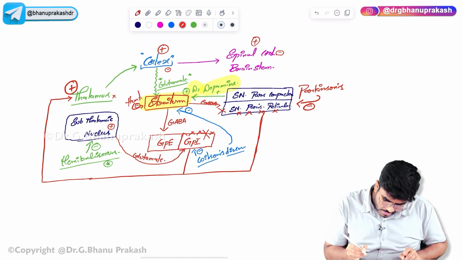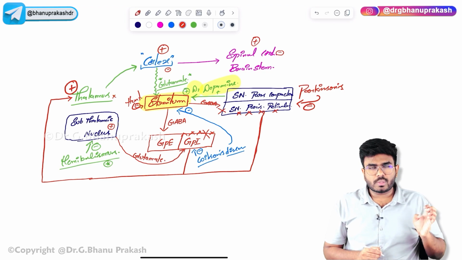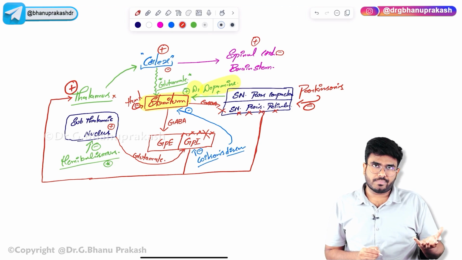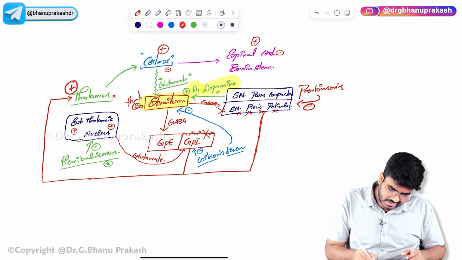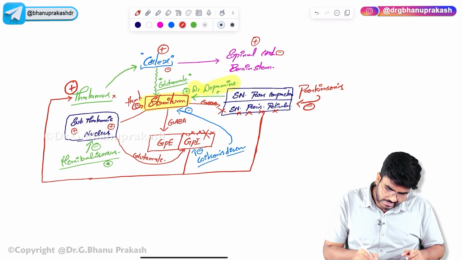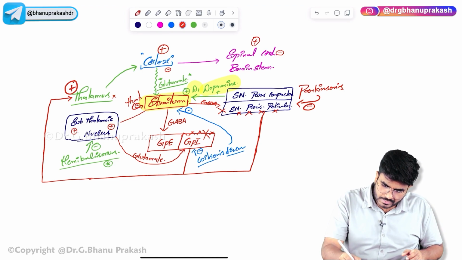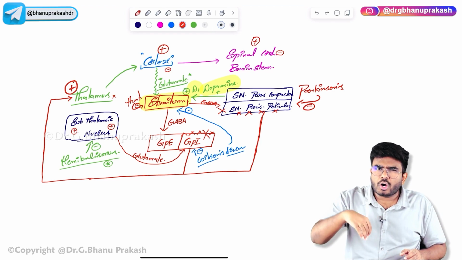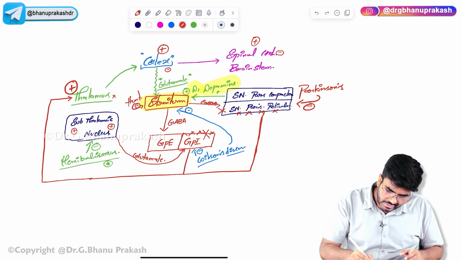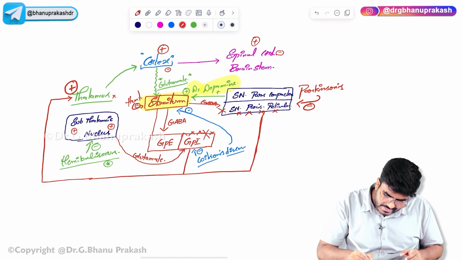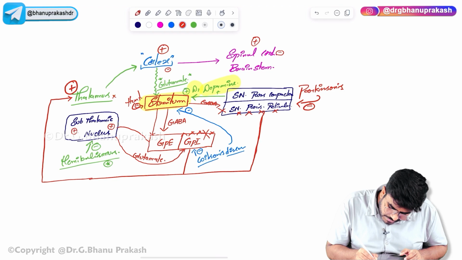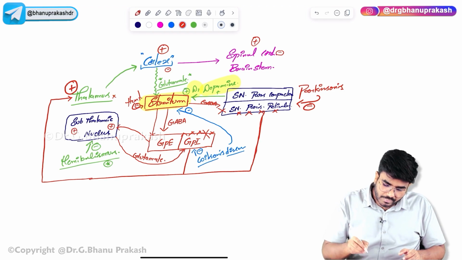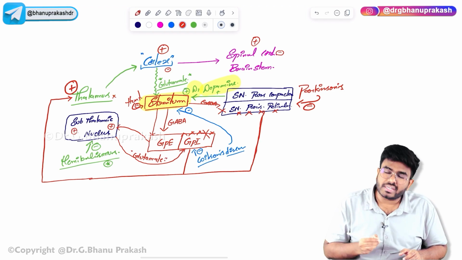Glutamate. Now, what is the function of the glutamate? Glutamate is the excitatory neurotransmitter. So, once the subthalamic nucleus is activated by the striatum, the striatum is a little complex. First, the striatum activates the globus pallidus externus. Then the globus pallidus externus is going to activate the subthalamic nucleus. Now, the subthalamic nucleus is going to produce the glutamate.